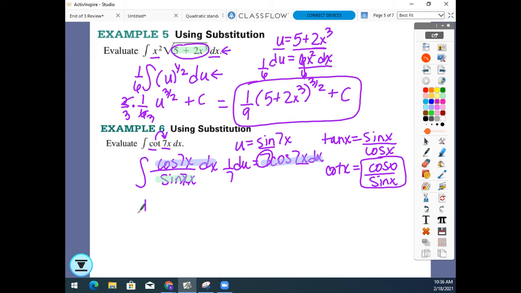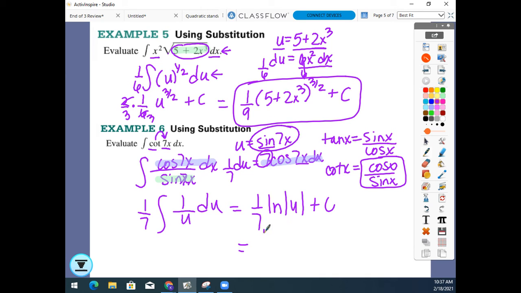All right, so let's plug everything in. I'm going to pull that 1/7 out front every time. 1 over sine of 7x is 1 over u. Then cosine 7x dx is my du. Now I do my antiderivative, bring the 1/7 over. Antiderivative of 1 over u is ln absolute value of u plus c. Now I'm just going to substitute my u back in as my final answer.